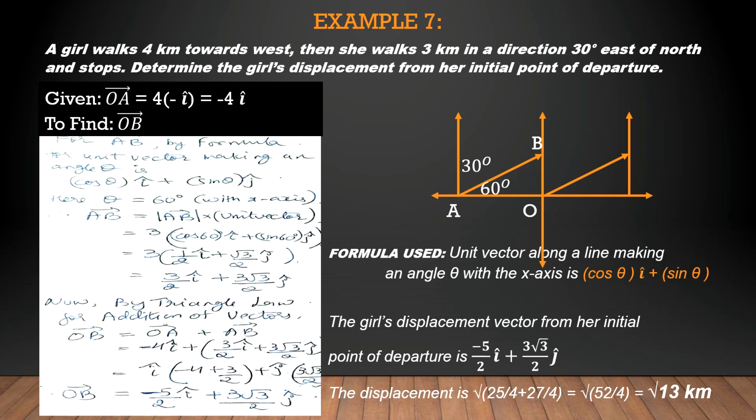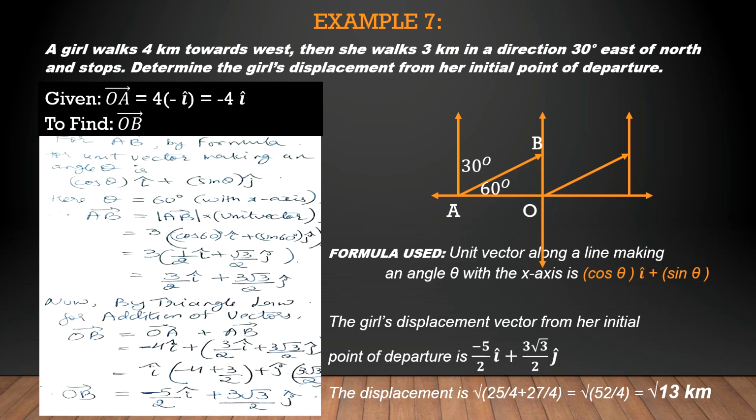So AB is the magnitude of AB into its unit vector. Again, this is the definition of unit vector: unit vector is vector upon its magnitude. So the vector is magnitude into unit vector. Magnitude of AB is 3, into the unit vector cos 60 degrees i cap plus sin 60 degrees j cap. When you simplify, you get 3 by 2 i cap plus 3 root 3 by 2 j cap. So you have got your vector AB.